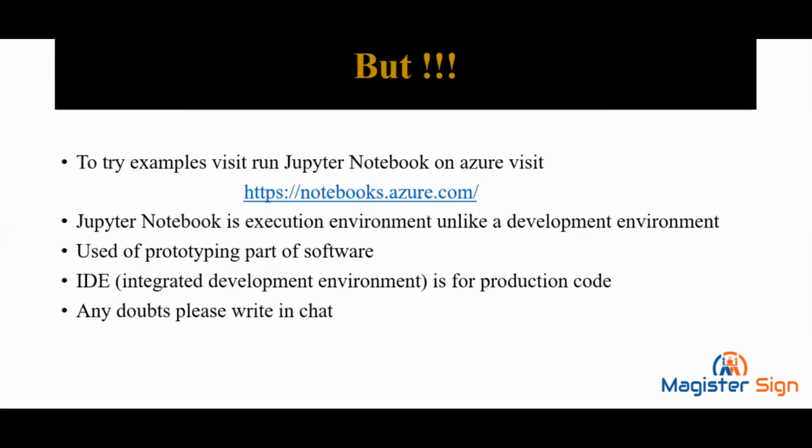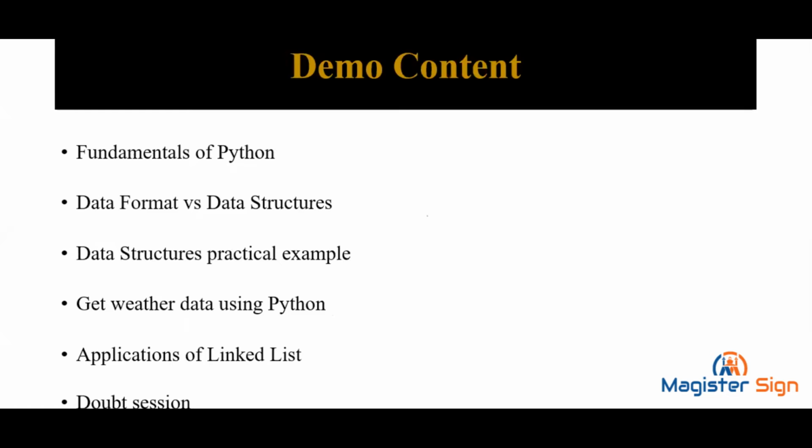So for those people who have recently joined in, we have a demonstration of Python where we'll be talking about fundamentals of Python. We'll touch some topics on formatting of data and data structures. What's the difference between those? We'll have some practical examples of data structures. We will try to interact with weather data using Python. I'll talk about an application of linked lists, where you can use this in your Python weather API, and then we'll have a doubt session also.